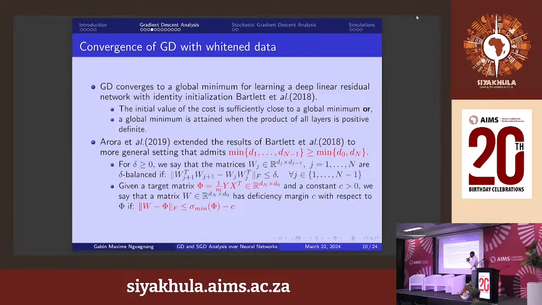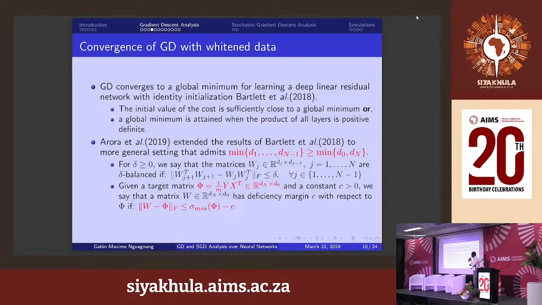But the only limitation of this result is that it will also exclude some important models such as the autoencoder, which requires that the intermediate layer dimension be lower than the input and output layer dimensions.